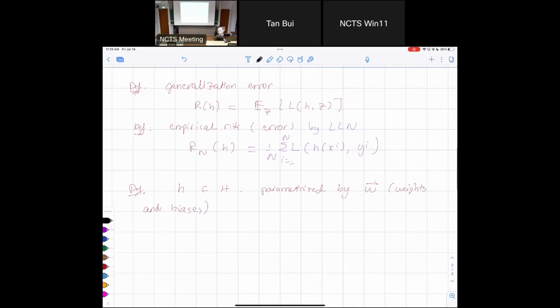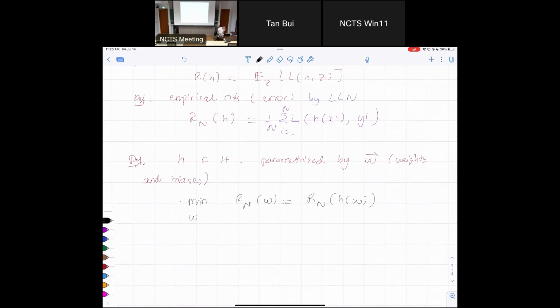Then the optimization is the minimization over W of the empirical risk R_n. Remember that h is a function of W, so the risk is a function of W via h. So this is the empirical risk minimization problem.